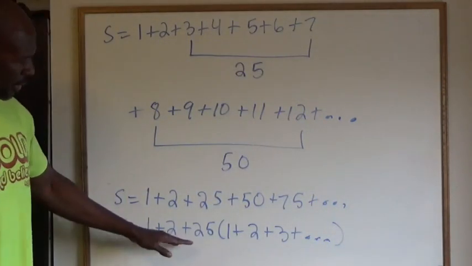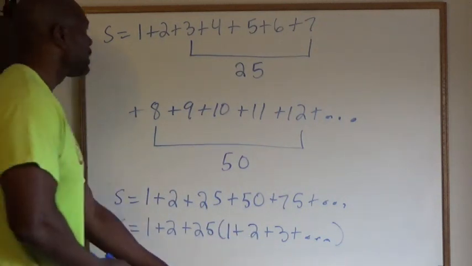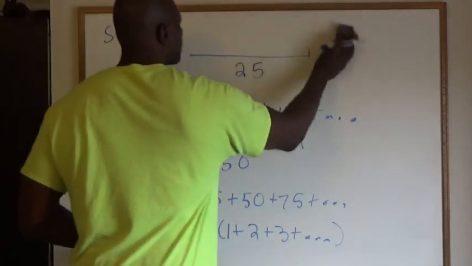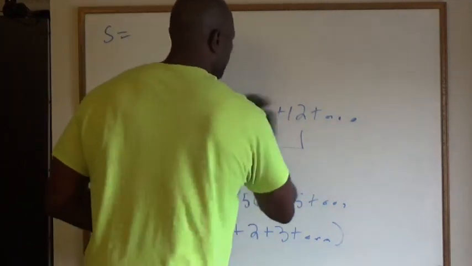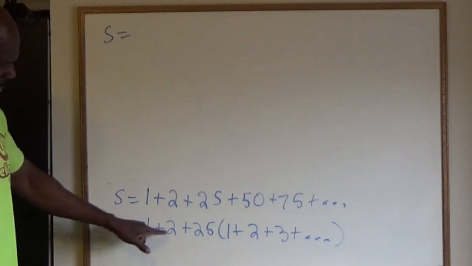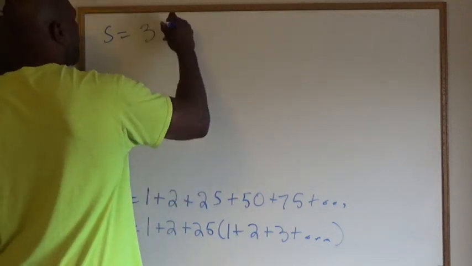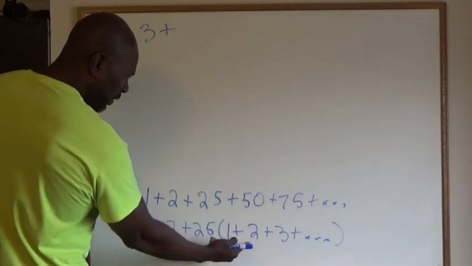So once again, what we have in parentheses is S. So S, again, we didn't use the first 2 numbers in the sequence. So we have this 1 plus 2 here, which equals 3. So S is 3 plus 25S.